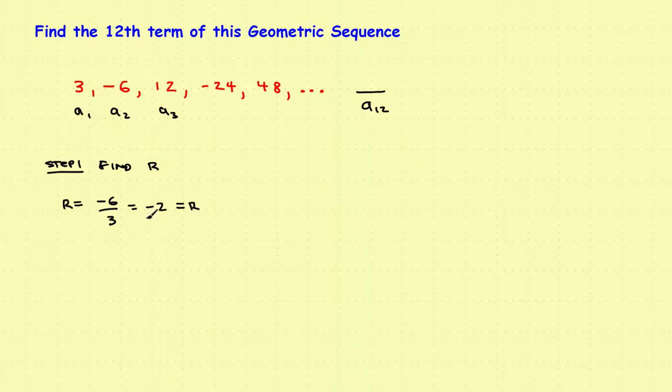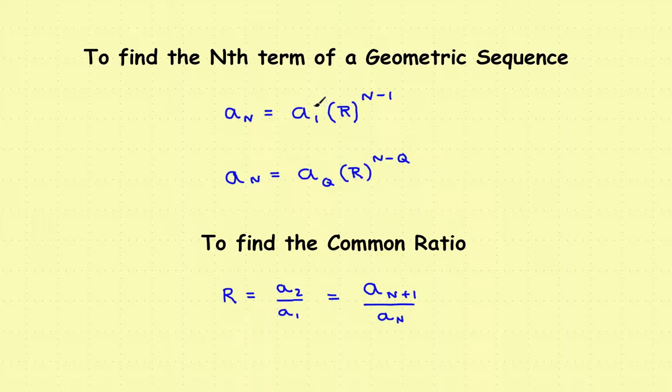So I've got r. So now you want to find the 12th term. So we'll go to step 2, and that's going to be to find a sub 12. Well, again, checking the rules, we now know the first term, you know the ratio. You can use this expression right here to find the 12th term.